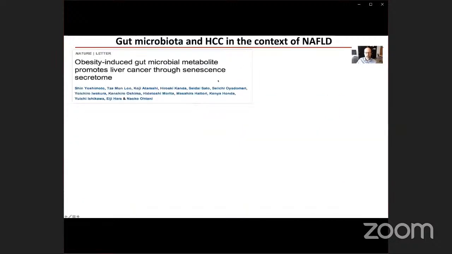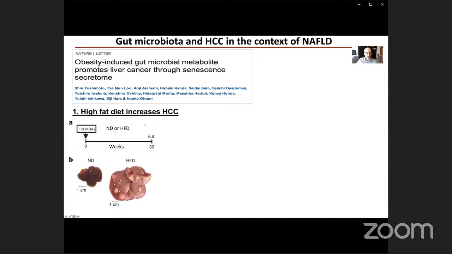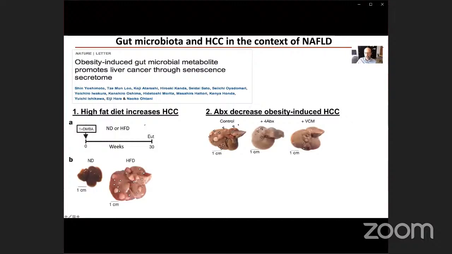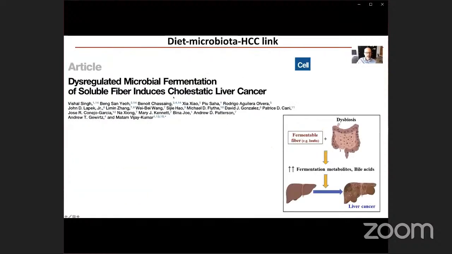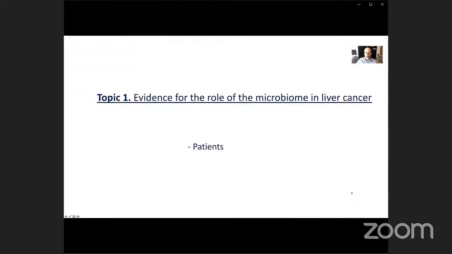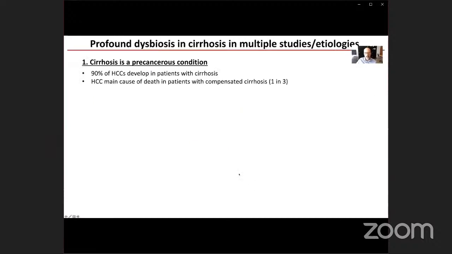Similar results have been obtained by other groups and in other models. Here is an example from the group of Eiji Hara using a high-fat diet model of HCC, where they first inject a carcinogen followed by a high-fat diet, and this leads to profound tumors, which could be strongly reduced by antibiotics, either a quadruple cocktail similar to ours or vancomycin alone. And then finally, a more recent example from the group of Vijay Kumar, where they used dysbiotic mice that were fed a diet high in fermentable fiber, and the metabolites from the microbiota drove the development of liver cancer in this model. So what is the evidence in patients?